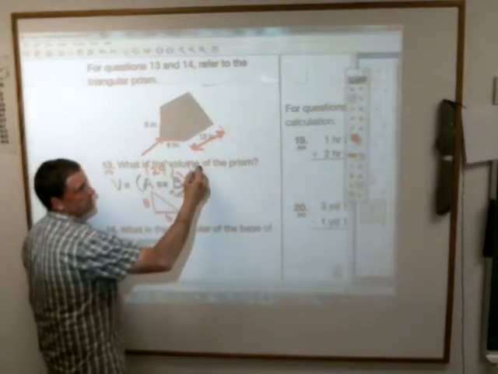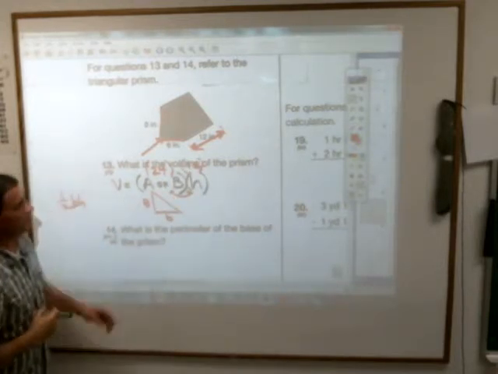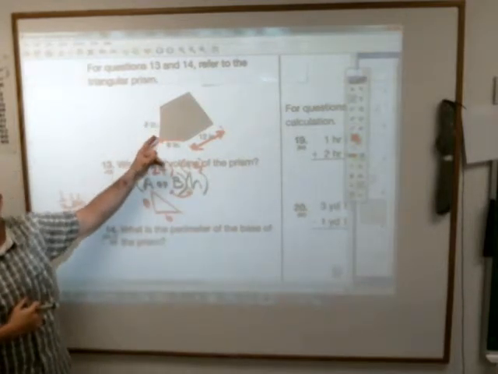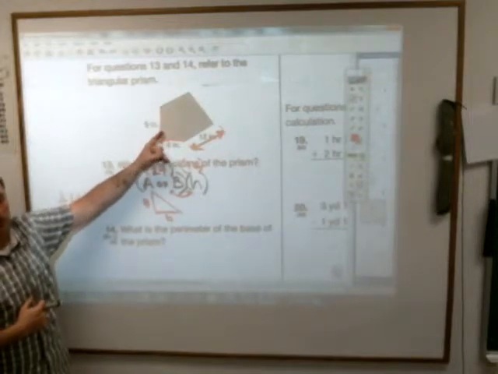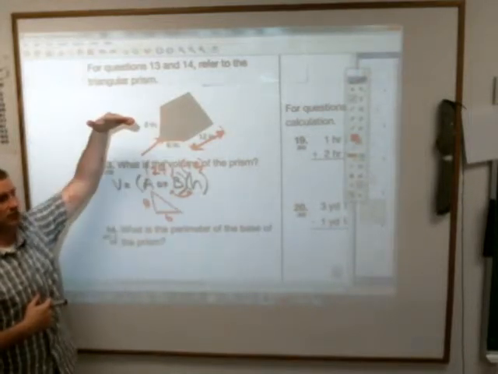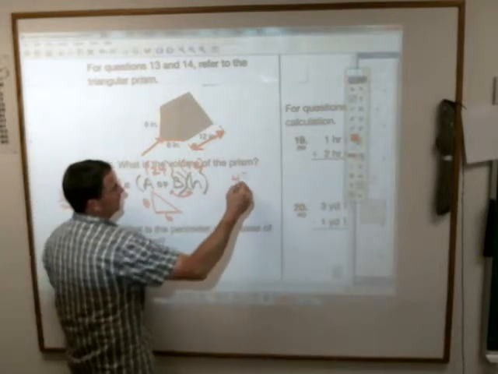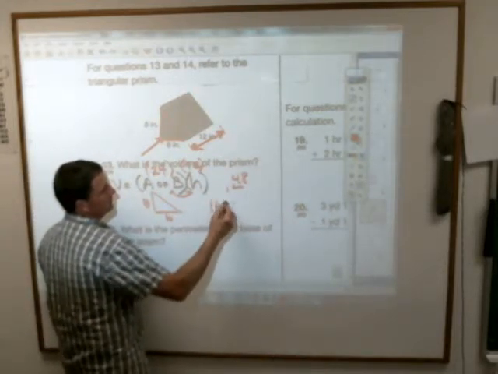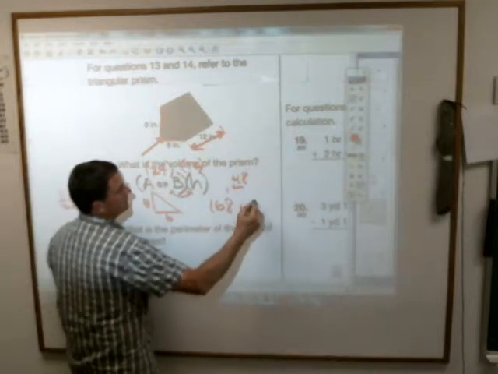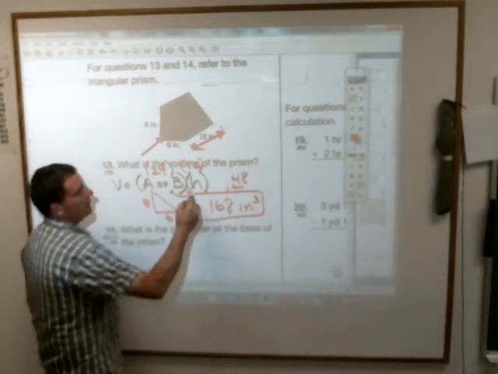12 inches. Okay, this is not the height of the shape, that's the height of the triangle, the base. Set it on its base, how tall does it stand? That's the height. So 24 times 12 is what? 168, I believe. Inches cubed. That's the volume.